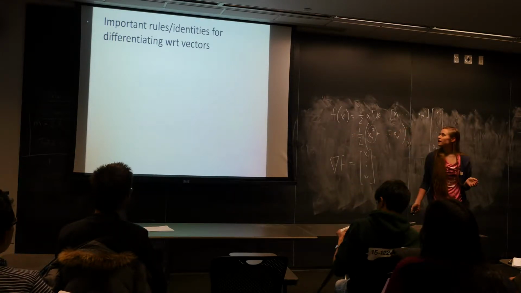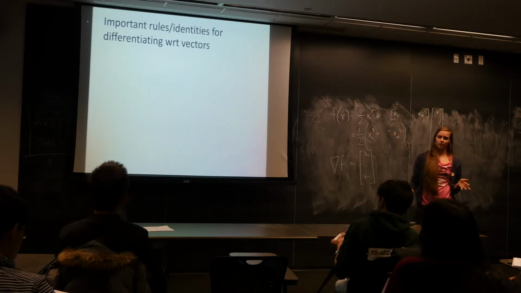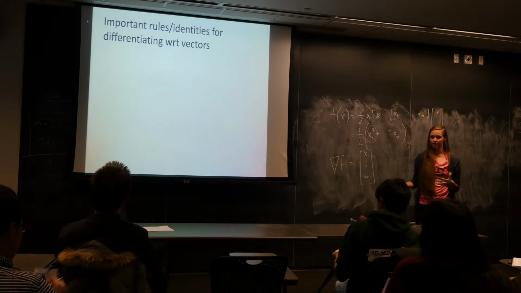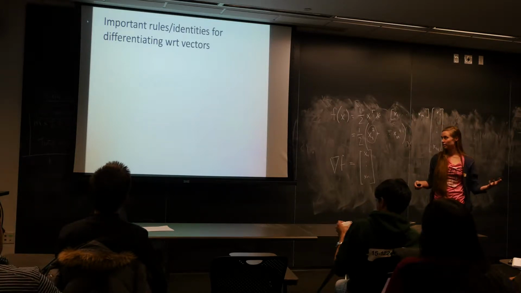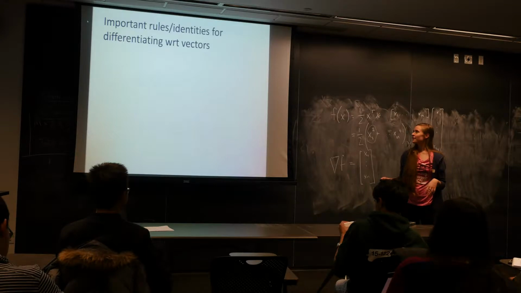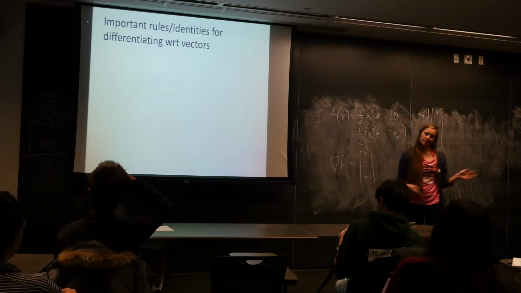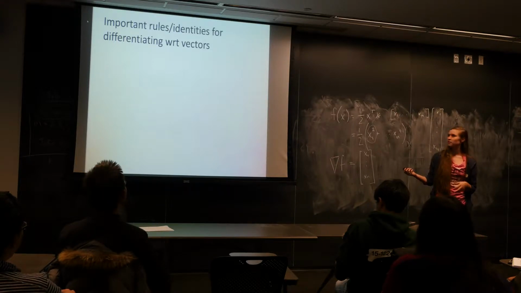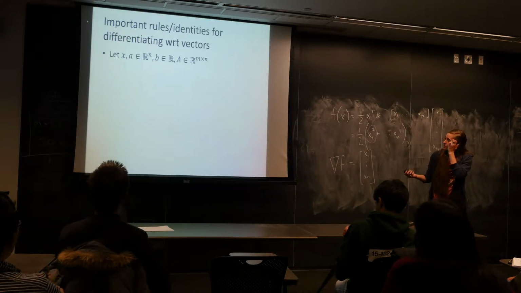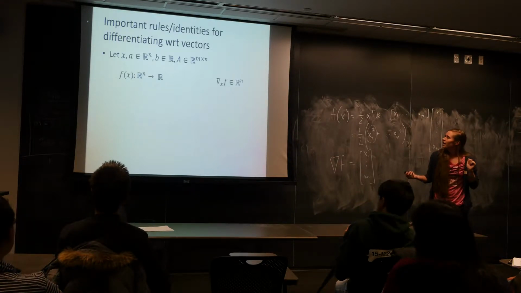So most of the identities that you know from single variable calculus have higher dimensional analogs. And there are a whole bunch of different things, like you can take a vector with respect to a matrix, with respect to a scalar, but here we're focusing on vectors. So here are just a few that are going to be important.